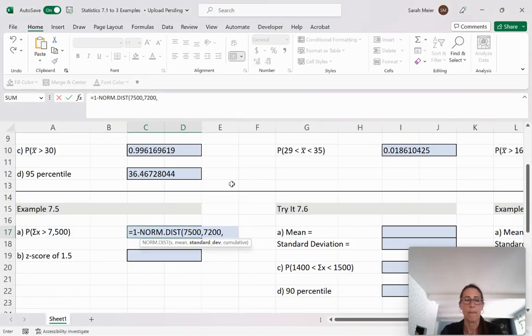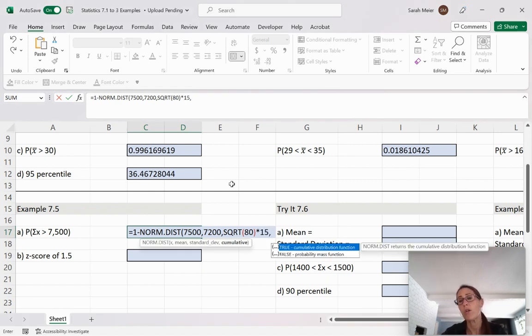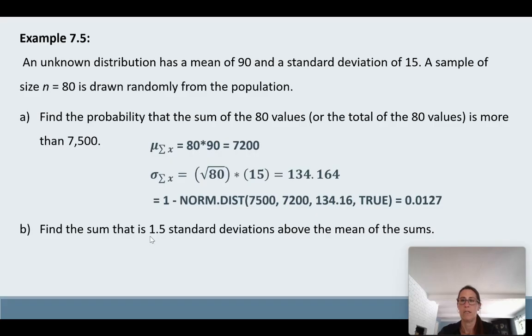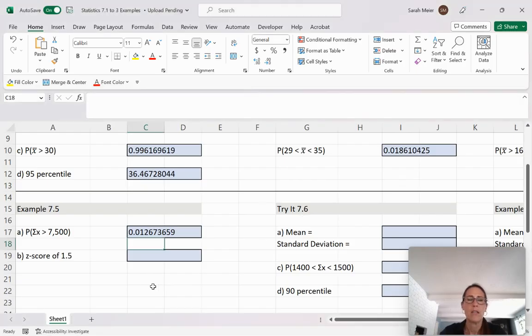So we could say SQRT of 80 times 15. You could do 15 times the square root of 80, whichever makes more sense to your brain. Or you can put in that 134.164, or you could use a cell reference if you want, and then we're going to use the word true. And we get about 0.0127, or 1.27%.